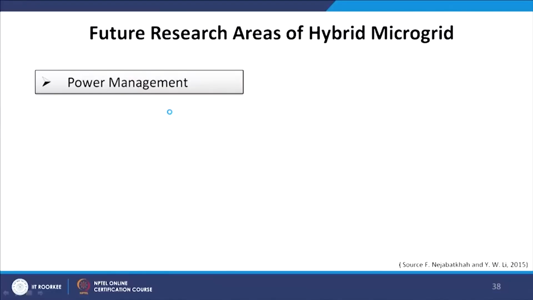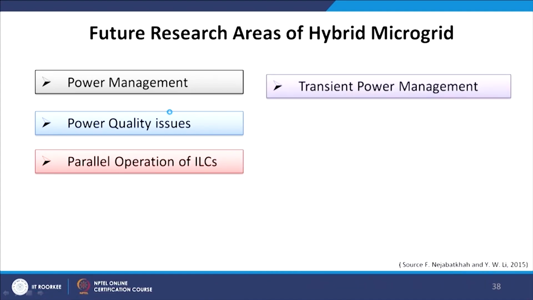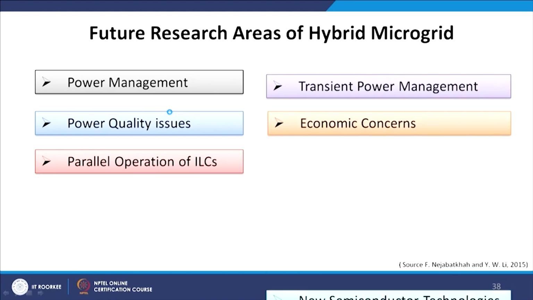Interlinking converters, distributed generators, as well as storage elements have to play an important role in parallel to any control scheme that is being adopted. There are a lot of future research areas currently going on in case of hybrid microgrid, and to mention a few of them: power management challenges, power quality issues, parallel operation of interlinking converters, transient power management, economic concerns, new semiconductor technologies, and communication system. Thank you.